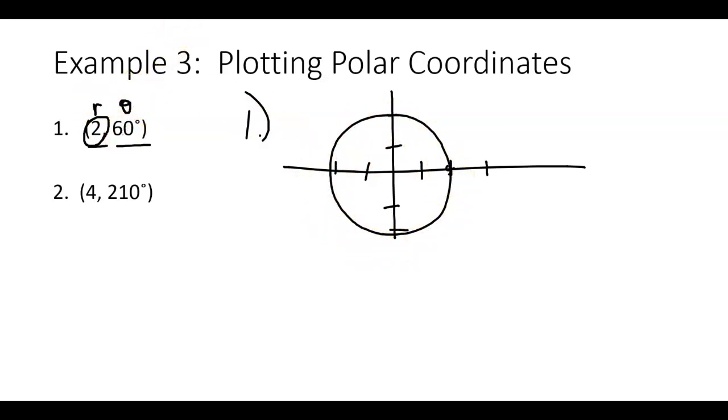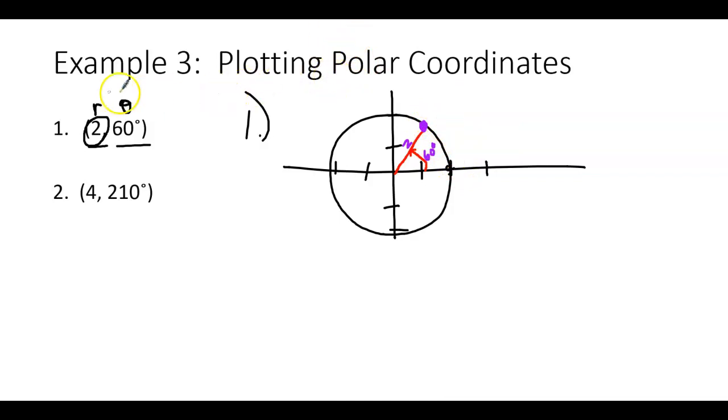The next thing that we're going to do is we're going to find where 60 degrees would be at. As you guys know, 60 degrees is going to be somewhere right about there. So the dot that I'm plotting would be right about here. That dot is 2 spaces away from the origin, and it's rotated 60 degrees from the positive x-axis. And so that is the answer, that purple dot right there.